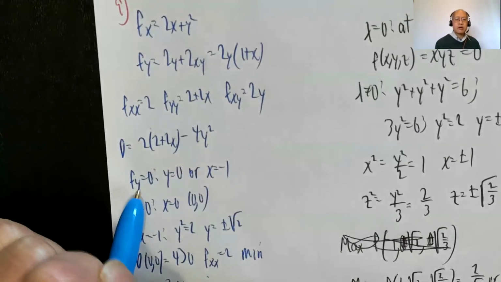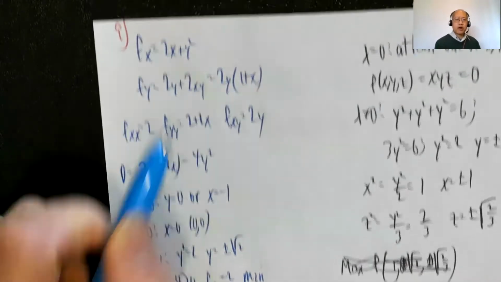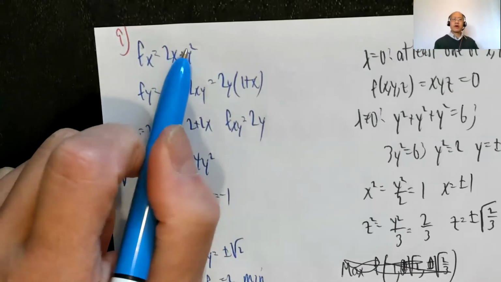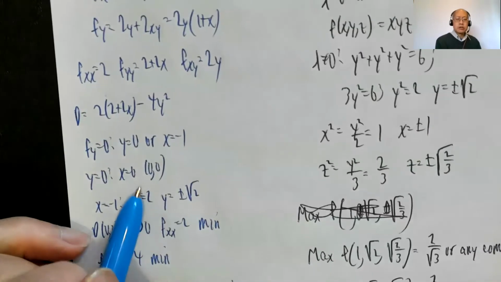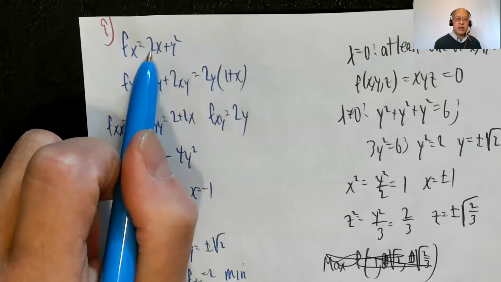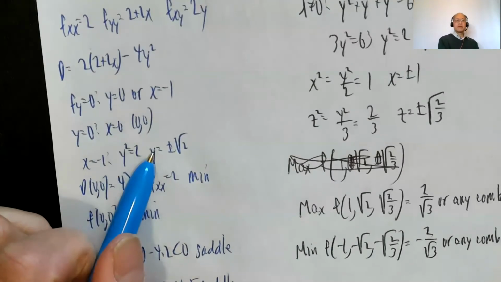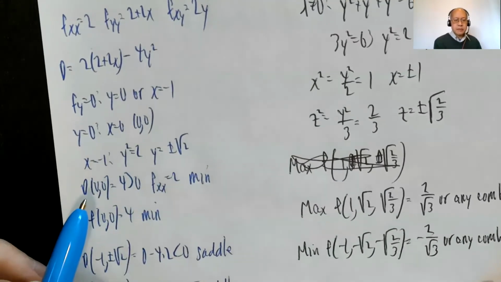So I set Fy equal to 0. That means y equals 0 or x equals negative 1. If y equals 0, then go back over here. If y is 0, that means x has to be 0. So I'm at the origin, critical point (0, 0). If x is equal to negative 1, put negative 1 here, that means y squared minus 2 is 0, or y squared is 2, or y is plus or minus radical 2.